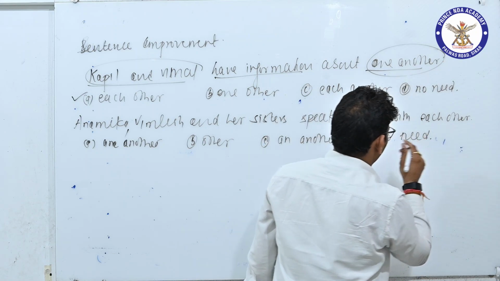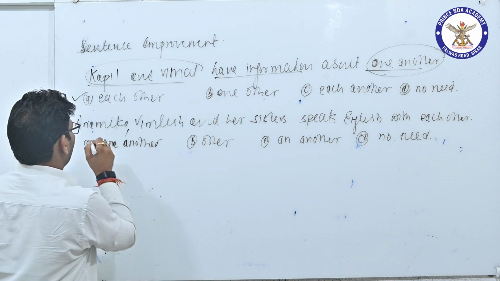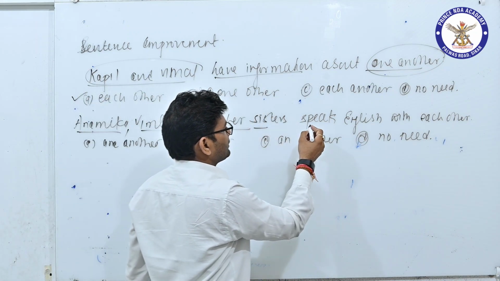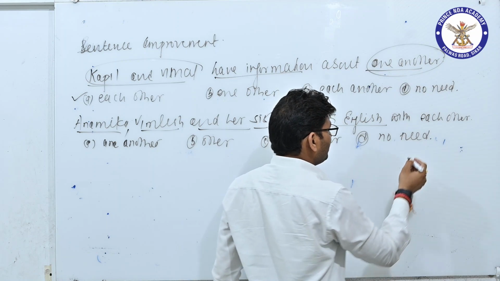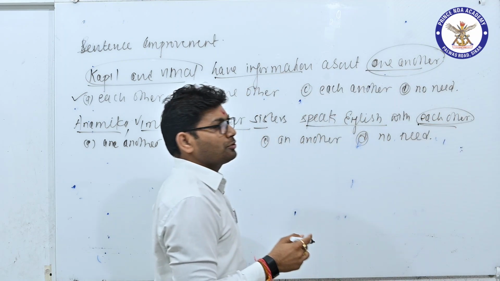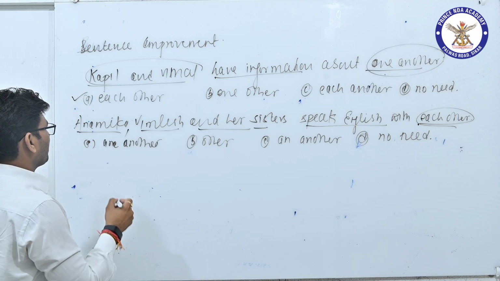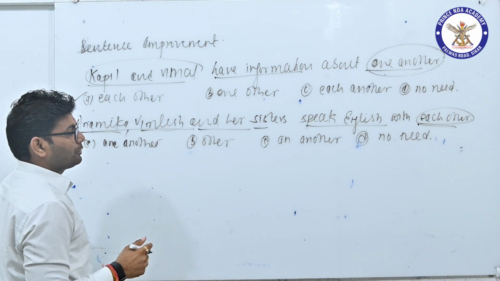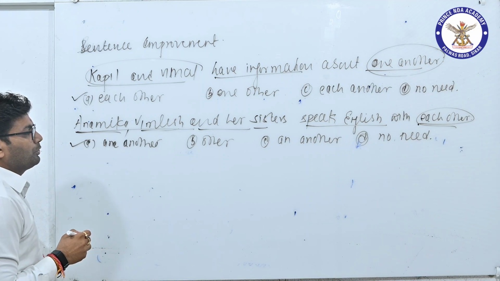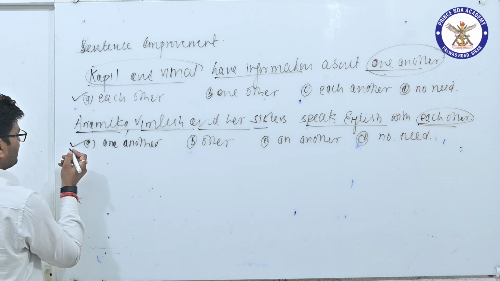So we know very well that in "Anamika, Vimlesh and her sisters speak English with each other", the words each other are used only for two. The number of the students is more than 2, so we have to use only one another. Okay, third type of question, look.